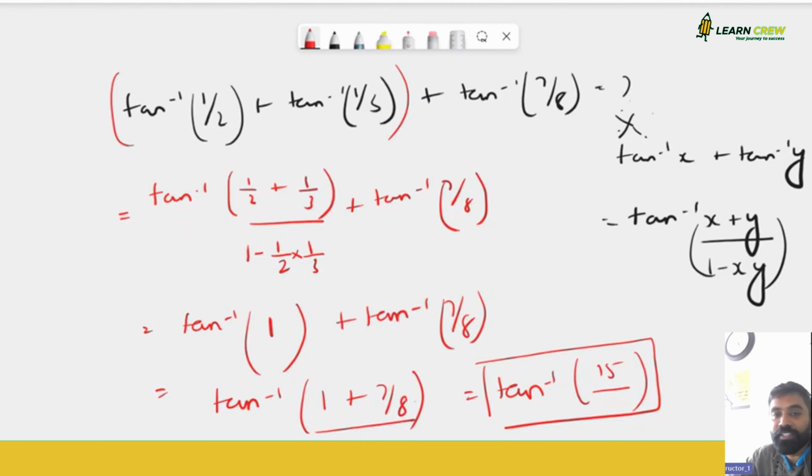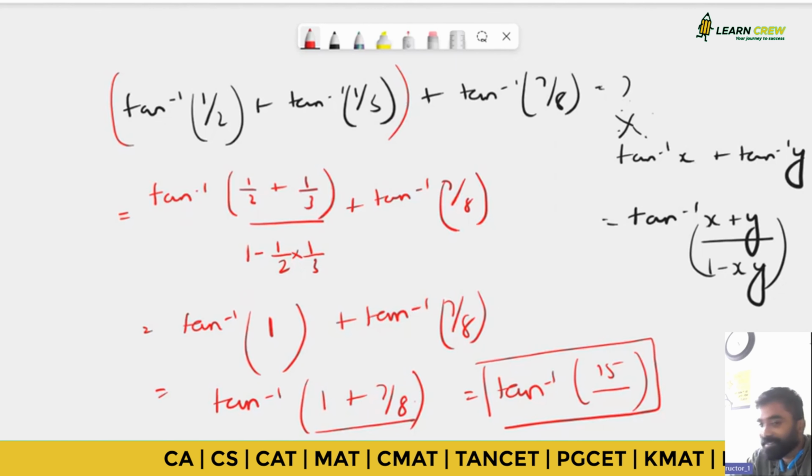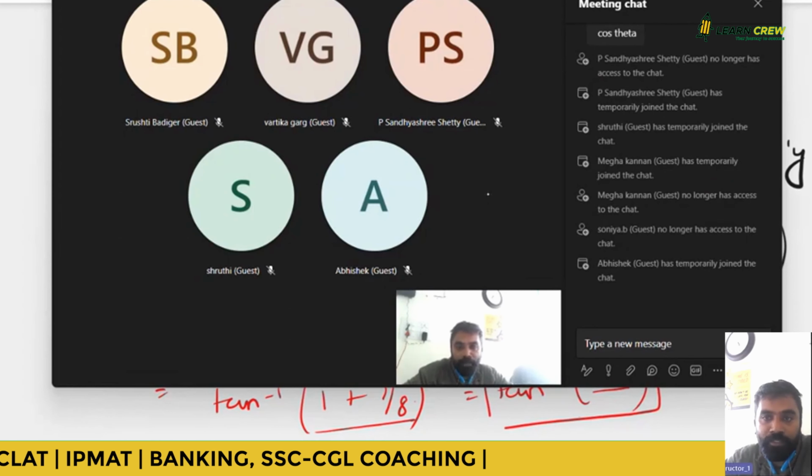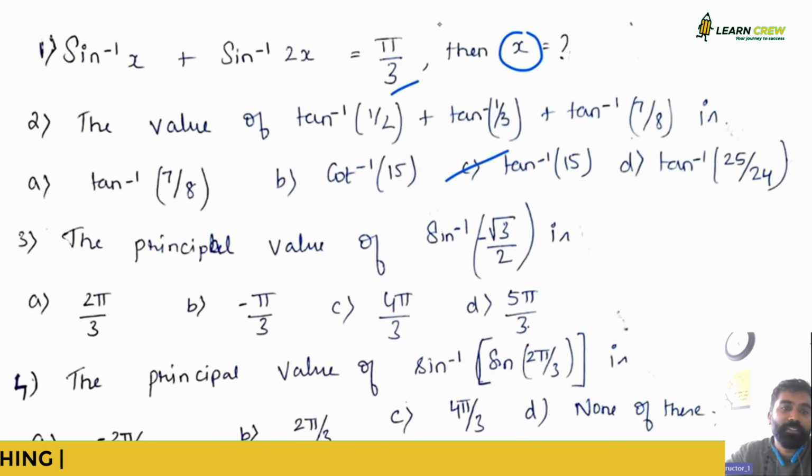Here you are just using the identities in order to simplify. This is possible only if you remember the property. If you don't remember the property, it is not possible. Clear? Is this okay? Third one, let us see.